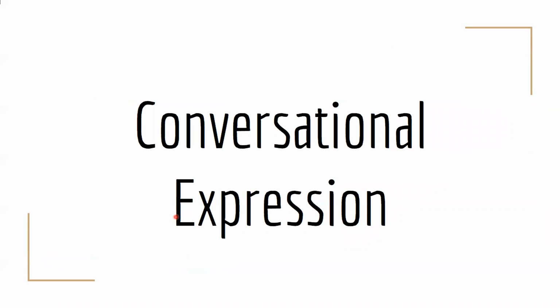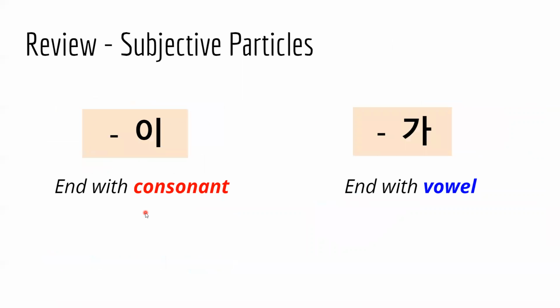Let's see the conversation expression now. 3 lessons ago, we learned about these subject particles. 이 and 가. 이 is used when the previous letter ends with a consonant, like the CVC form. And 가 is used when the previous letter ends in a vowel, like the CV forms.